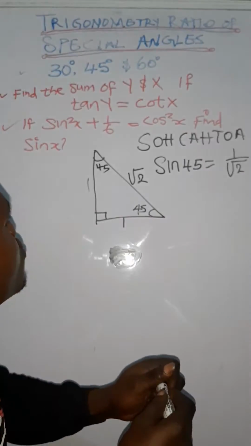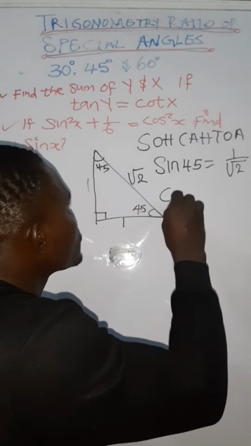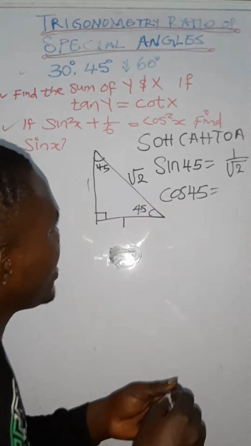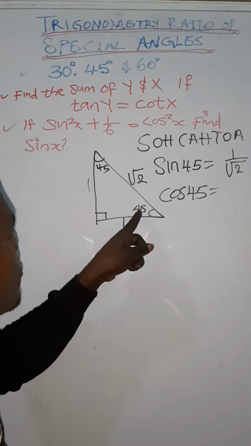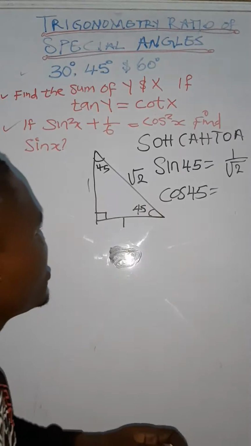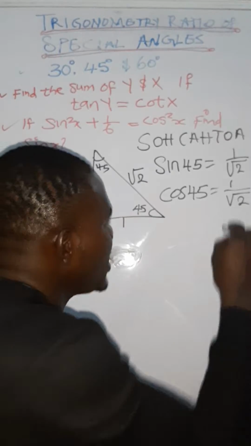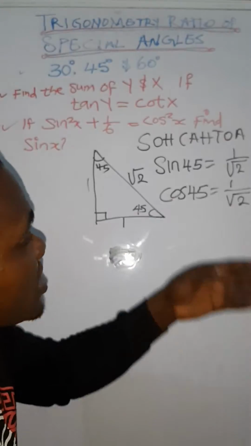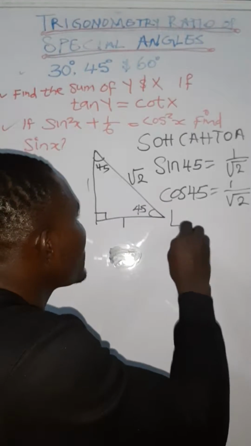Then if you look at cos, if I should find cos 45, what will I be having? I will be having adjacent over hypotenuse. To this angle, here is the adjacent. So adjacent over hypotenuse is 1 over root 2. That is why if you use your calculator, press cos 45, it's going to give you the same answer as sine 45.